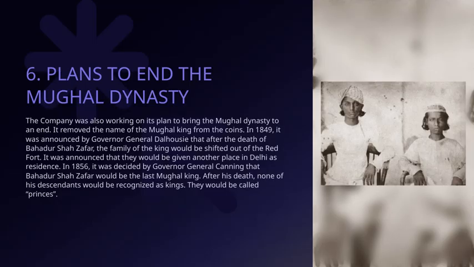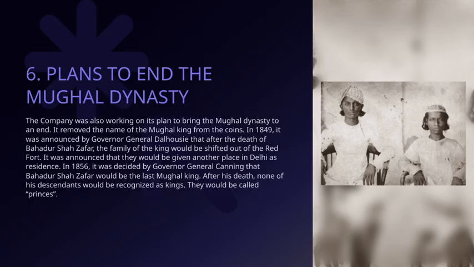Now, moving on to the plans to end the Mughal dynasty, it's important to understand how the British gradually dismantled their authority. One significant step was removing the Mughal king's name from the coins, which symbolized the loss of their official recognition and sovereignty. In 1849, Governor-General Dalhousie announced that, after Bahadur Shah Zafar's death, his family would be moved out of the Red Fort. Instead, they would be given a different residence within Delhi, effectively isolating the Mughal family from their former power base.